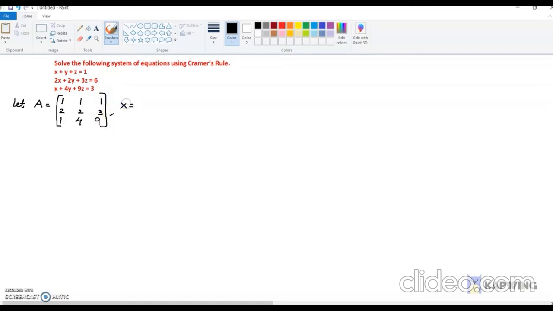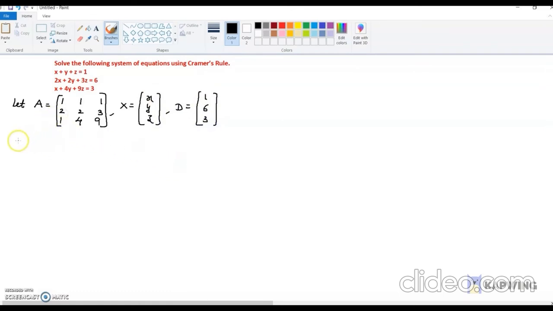Then the variable matrix, we denote it as capital X. There are three variables involved in the equations, x, y and z. And the constants, we can write either capital D or capital B. So these are your constants. So this is called the constant matrix.